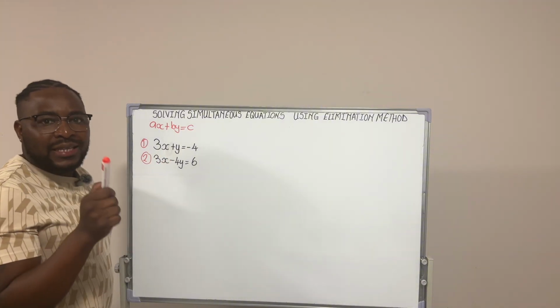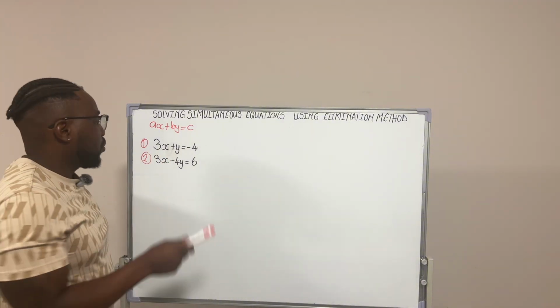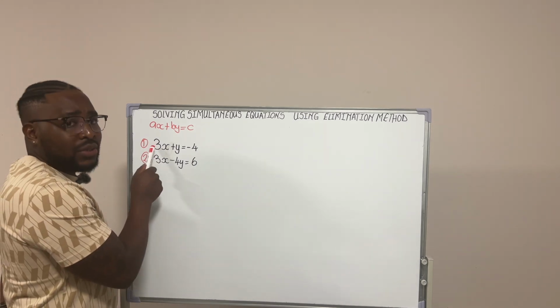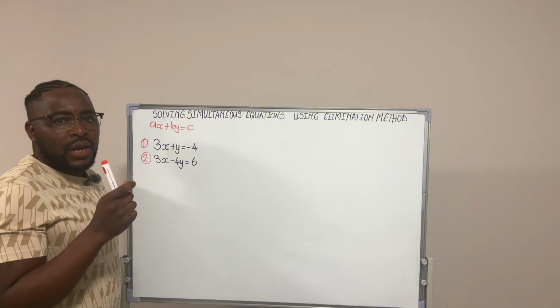Now remember, I did say that we can eliminate by either adding or subtracting. In our first equation, our 3x is positive, and in our second equation, our 3x is also positive. So how can we eliminate?